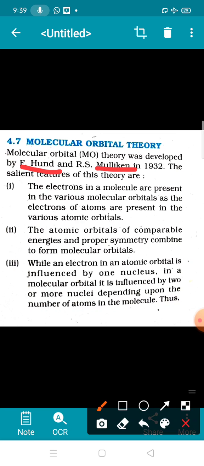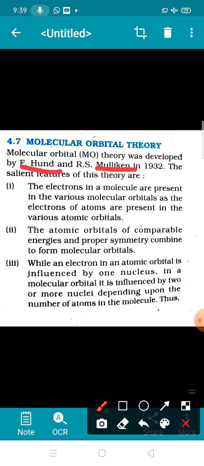So the first postulate says the electrons in a molecule are present in various molecular orbitals, as the electrons of atoms are present in various atomic orbitals. Here you have to understand that the moment a molecule is formed, the atomic orbitals get converted to molecular orbitals. So what is the room for the electrons? The electrons no longer reside in the atomic orbitals, now they reside in the molecular orbitals.